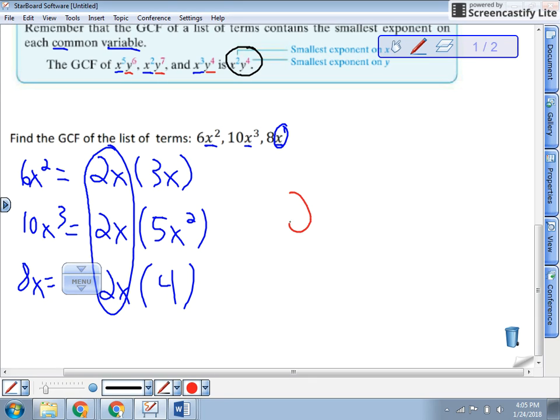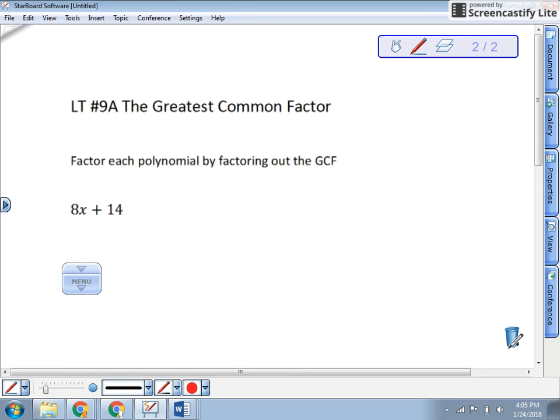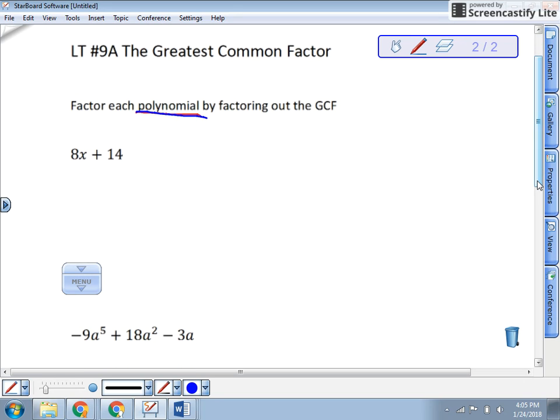So that's how these problems are going to work. Again, if you need to list out the factors of each number, go ahead. Now, we're going to get into factoring each polynomial. So it's going to be a little different here. But again, all we're going to do is factor out the GCF. Again, as you progress, you'll do these faster and faster.